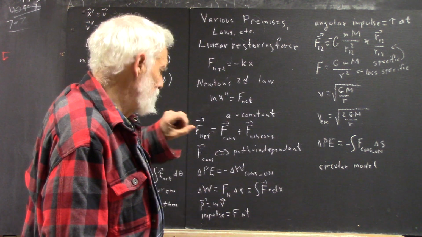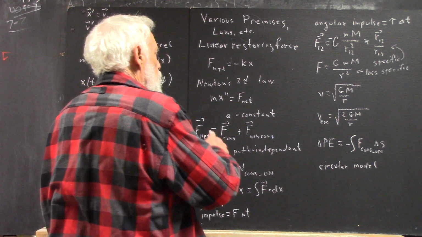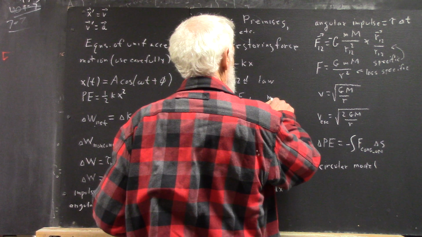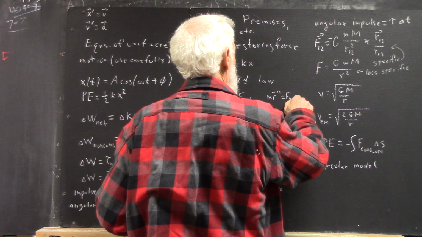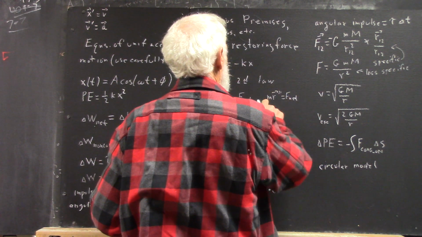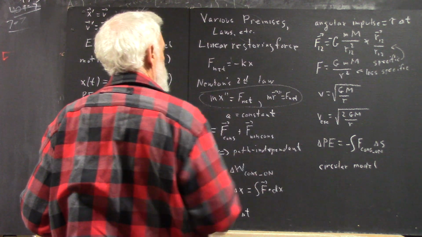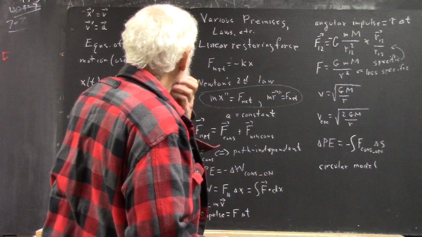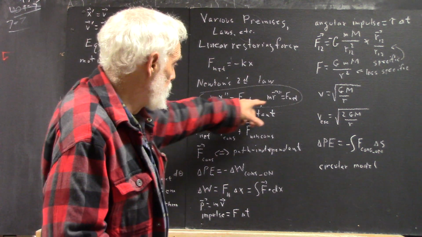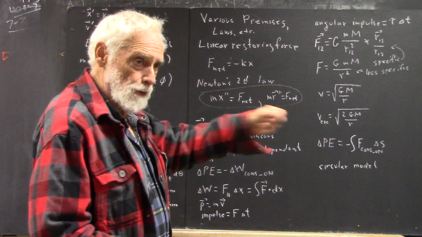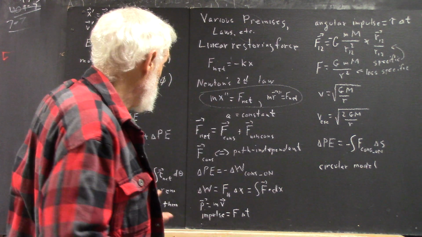And if you're in more than one dimension, we write that as m r double prime equals F net. Even in one dimension, regarding x as a variable, as a vector instead of position, this still works. r is then your position vector in 1, 2, or 3 dimensions, whichever.